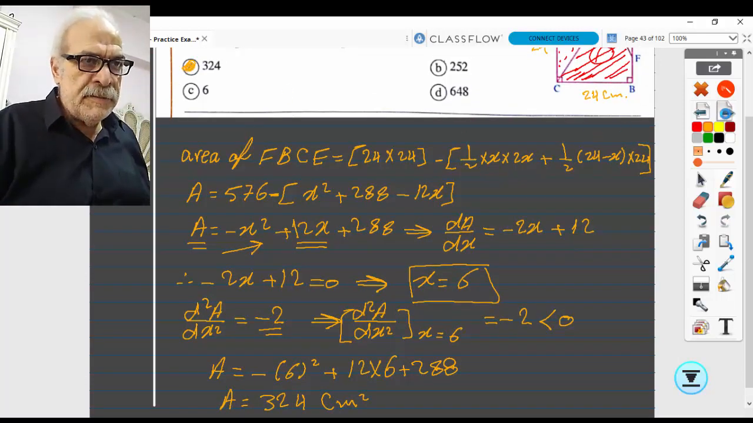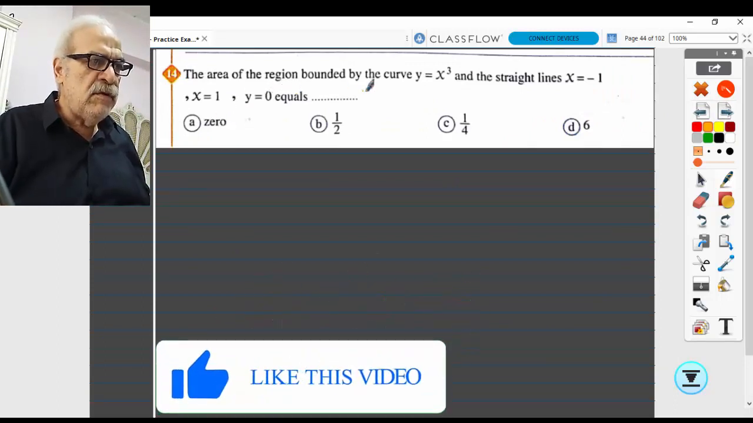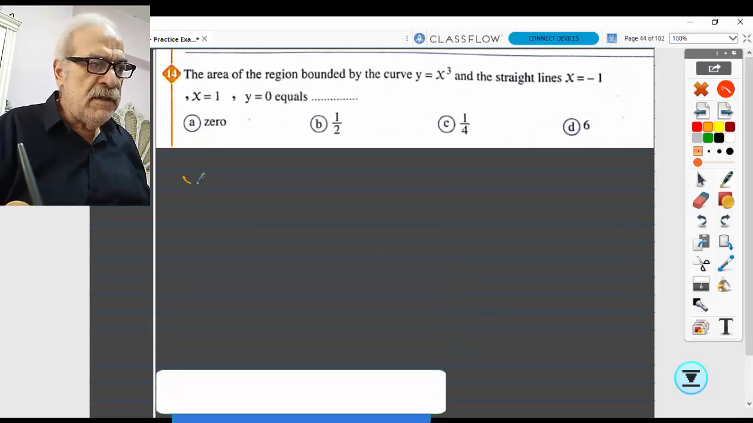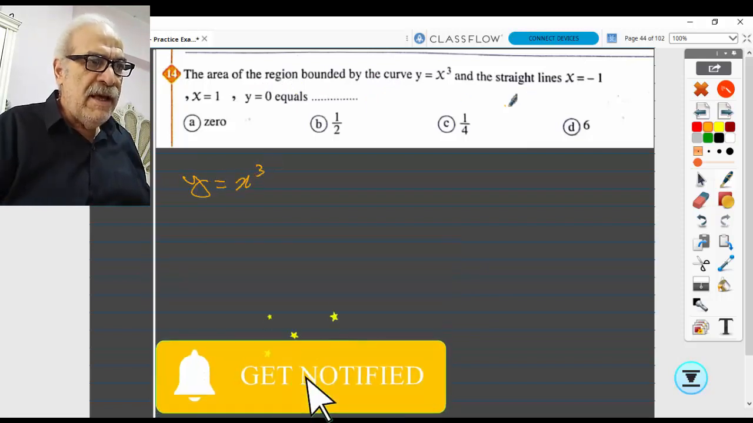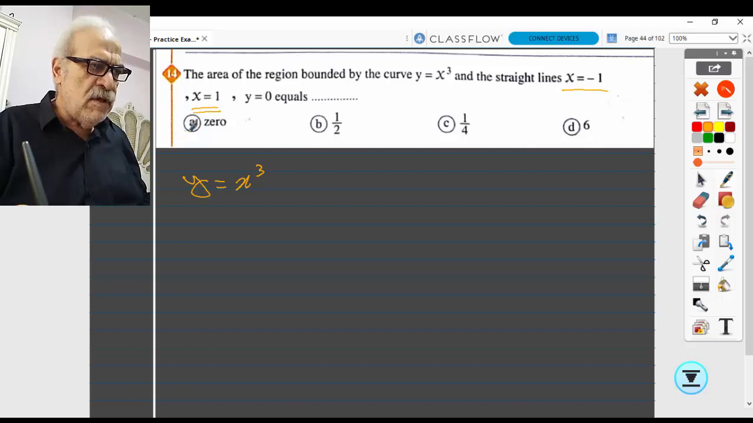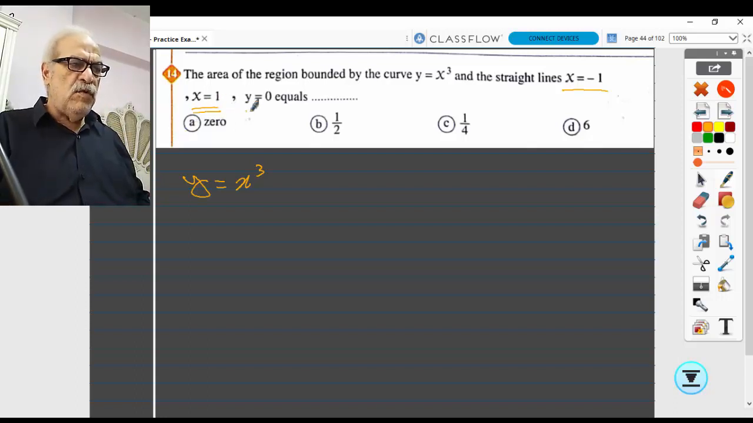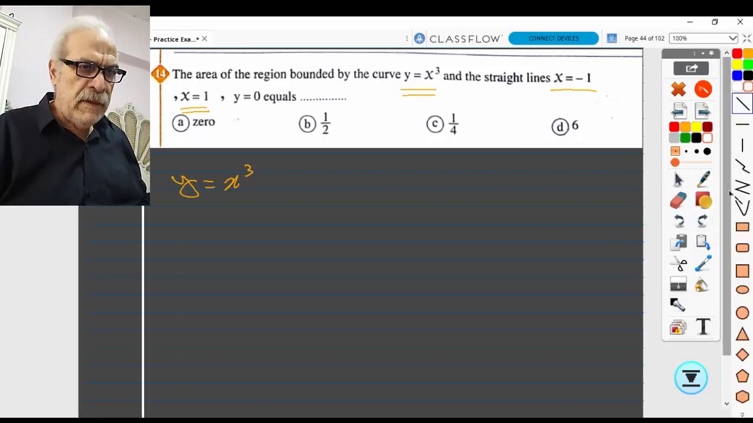Next question. Question number 14. The area of the region bounded by the curve y equals x power 3 and the two straight lines x equals -1 and x equals 1 and y equals 0. First, we'll draw this curve quickly.